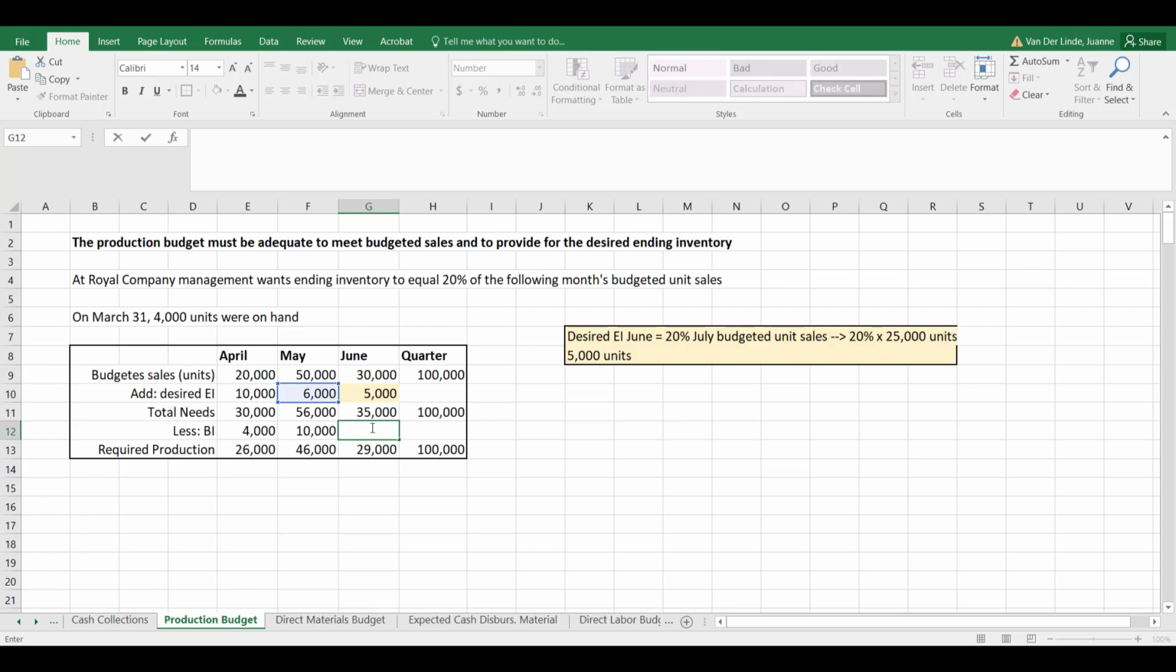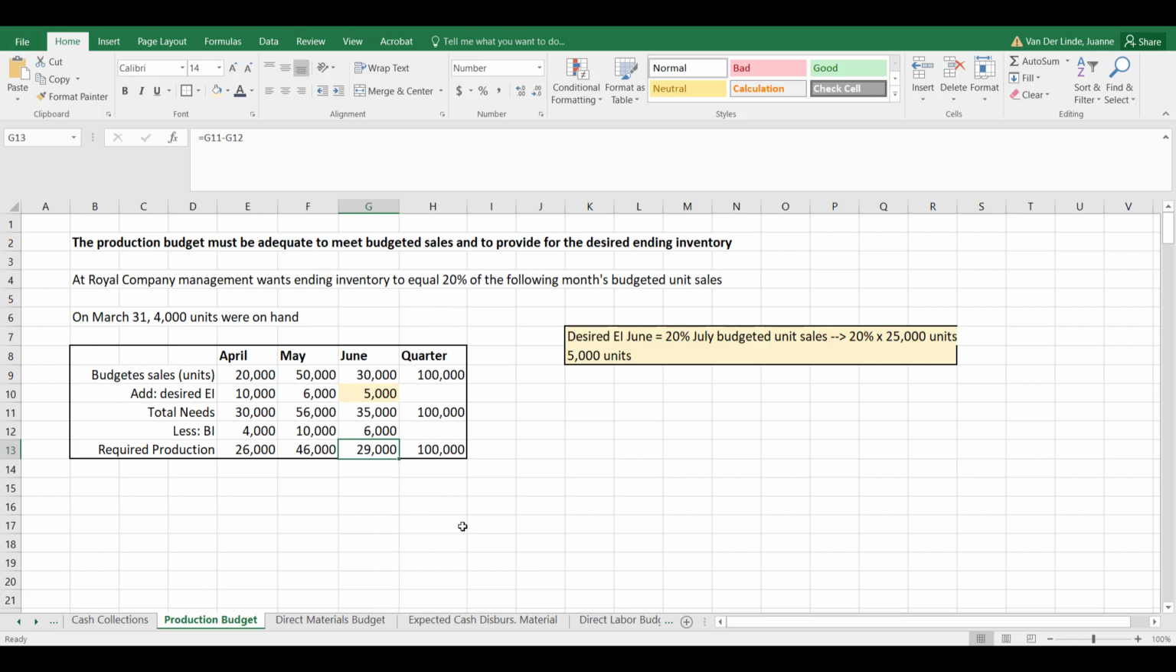But we won't have to make all of that because we would have started June with some inventory. We started June with whatever we were left over with from May. And May's ending inventory we estimate will be 6,000. So if we need 35,000 units in June, but we estimate we'll start the month with 6,000 units, that means we would only need to make 29,000 units for the month.